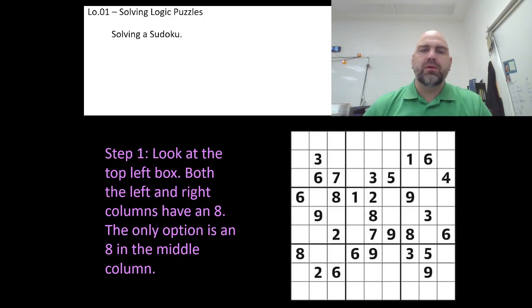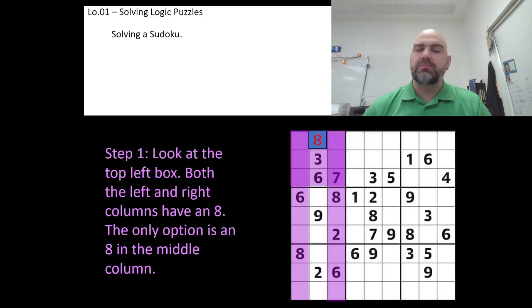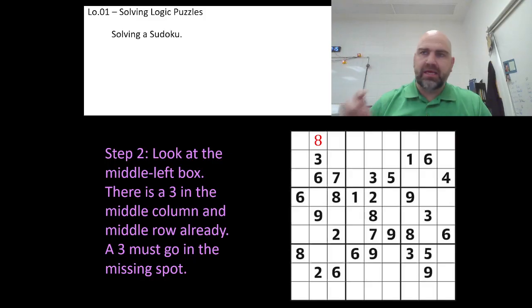So step number one, what I'm going to do to start with is I'm going to look at this box right up there. Okay, and in that box, we have a 3, 6, and a 7. Now, in that box, we have 8s that happen to be in those two columns, which means that that spot right there has to be an 8. All right, that's our only option. The only option is an 8 in the middle column because we cannot put one on the two sides. All right, there we go. We got an 8 there. So let's make sure to keep that in there. I'm going to keep all the new numbers in red, and the black ones are going to be the ones that were already there.